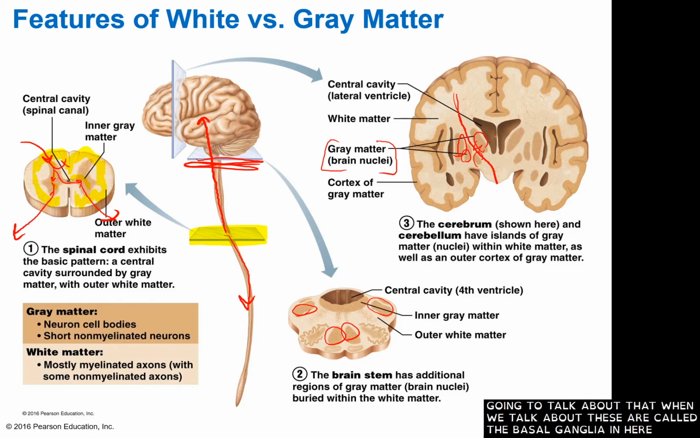And then there are spaces in the brain. These are called the ventricles. And then if we're looking here, the cerebral cortex has gray matter on the outside. So these are little neurons sending signals. Whereas the white matter in the brain, these are all long distance.